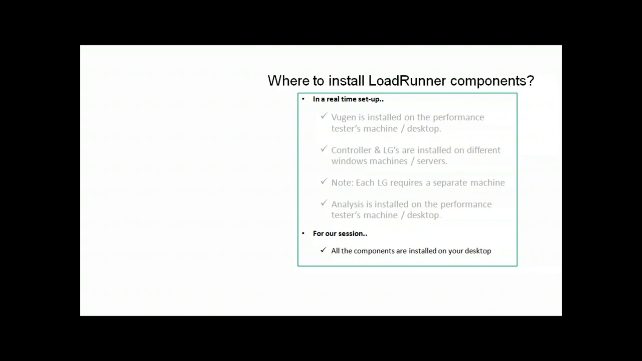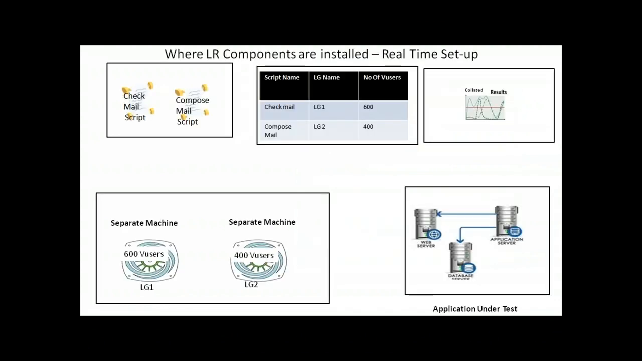Now the next question is, where are these components installed? We know there are 4 components. Where are the components installed? Let's see where they are installed in the real-time setup, and where they are installed for our sessions, for our practice. The first component, VUgen, is installed on the performance tester's machine.